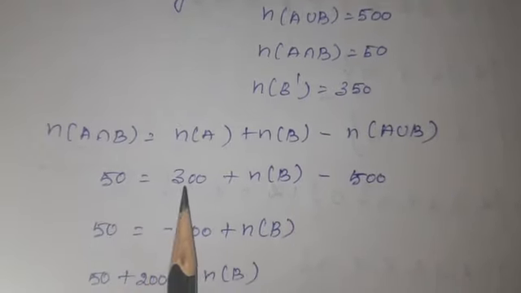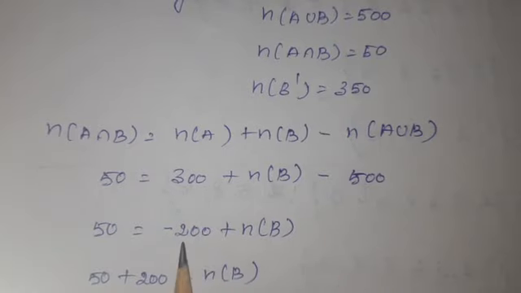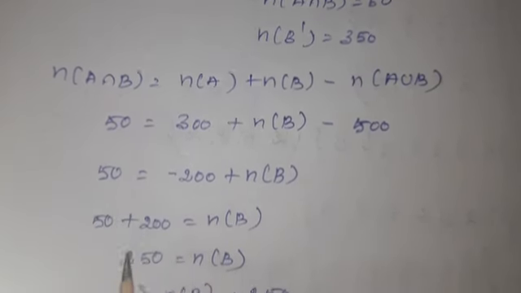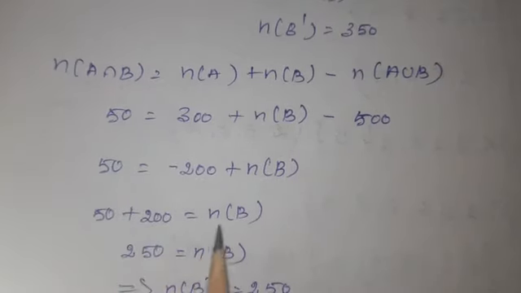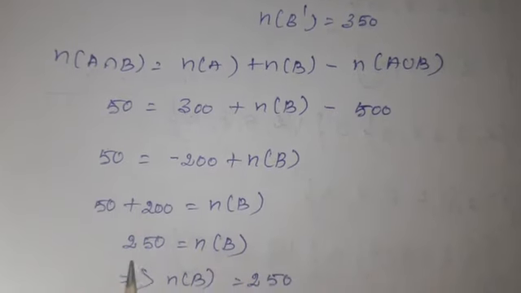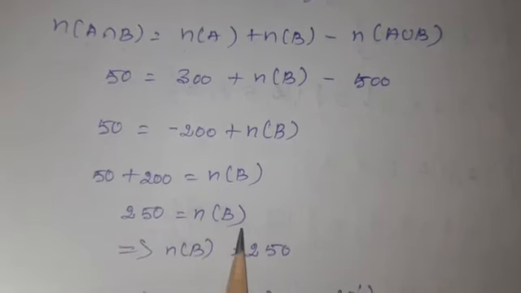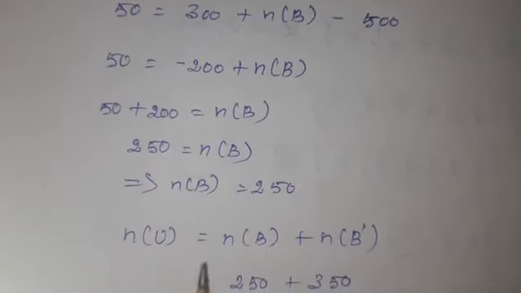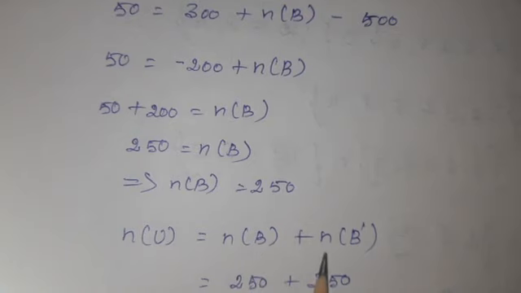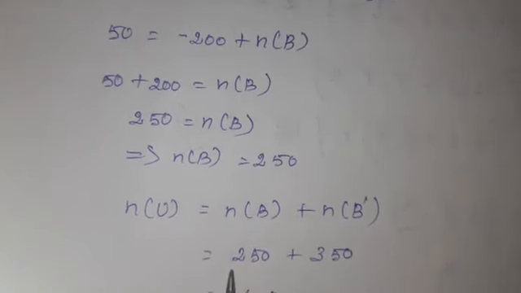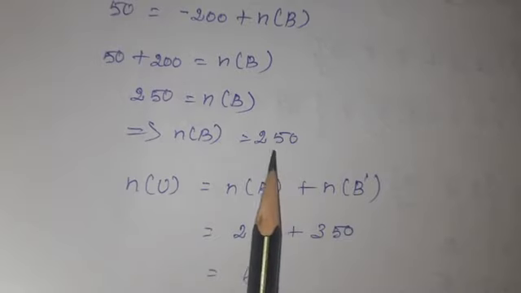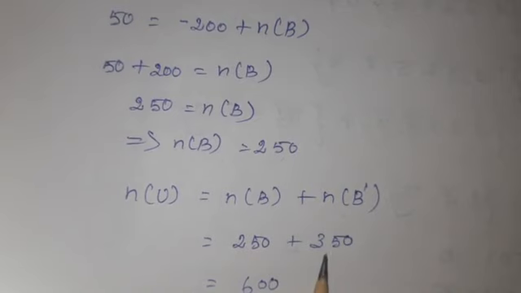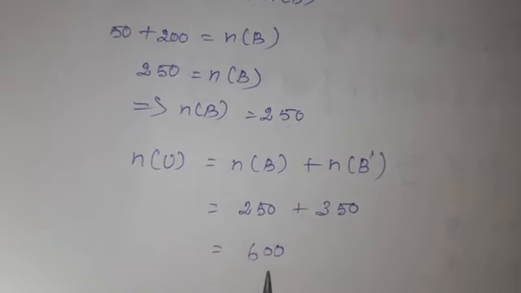50 is equal to 300 minus 500, which is minus 200, plus n(B). This minus 200 I am taking to the other side, and it will come as plus. 50 plus 200 is equal to n(B). 50 plus 200 is 250, equal to n(B). Therefore, the n(B) value is 250. Next, I am going to find n(U) = n(B) + n(B complement). Now only can we find that one. It is 250 plus n(B complement), given in the question as 350. When you add, you will get 600.